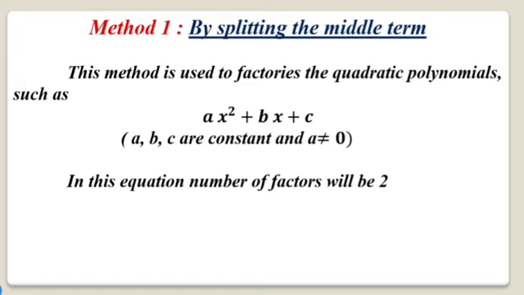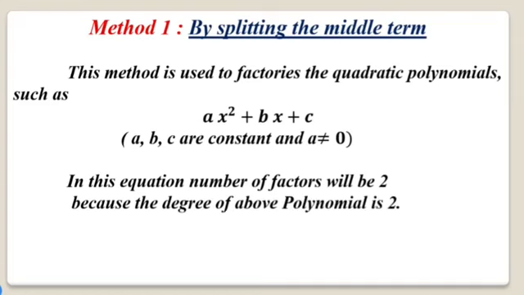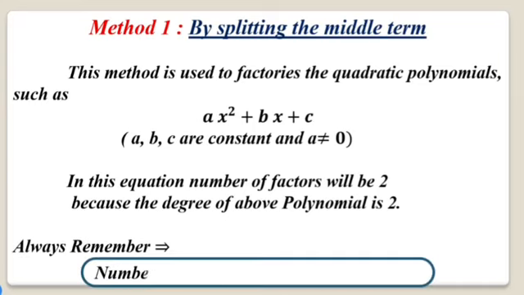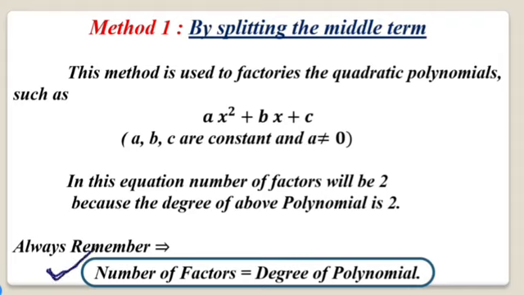For this equation, the number of factors will be 2. For any quadratic polynomial, we get only 2 factors. Why? Because the degree of the polynomial is 2, the degree of a quadratic polynomial is always 2, so it gives 2 factors only. Always remember this important note: the number of factors is always equal to the degree of the polynomial. Children, keep this in your mind.